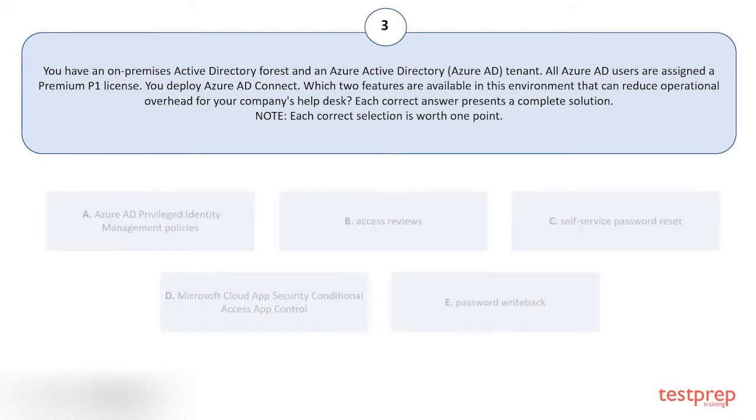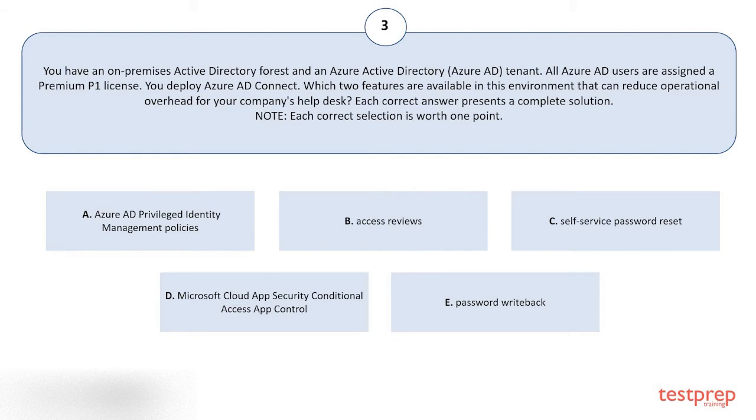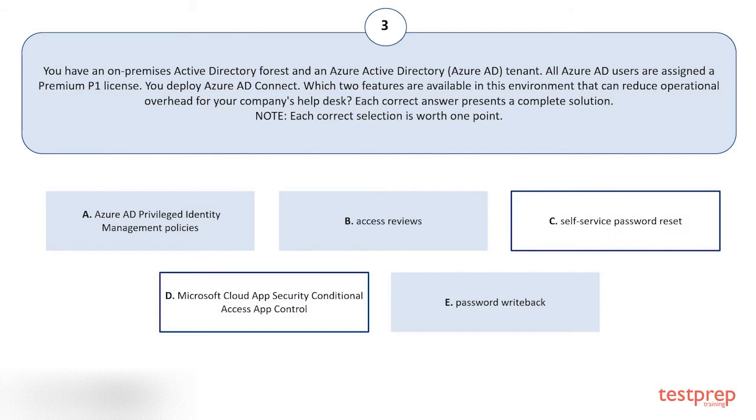Your options are A. Azure AD Privileged Identity Management Policies, B. Access Reviews, C. Self-Service Password Reset, D. Microsoft Cloud App Security Conditional Access App Control, E. Password Writeback. The correct answers are option C and D.